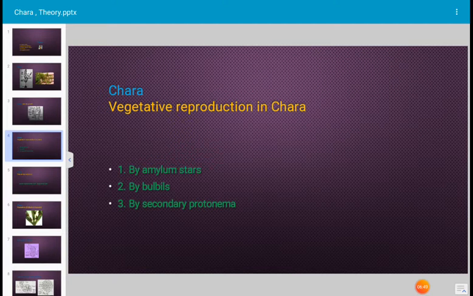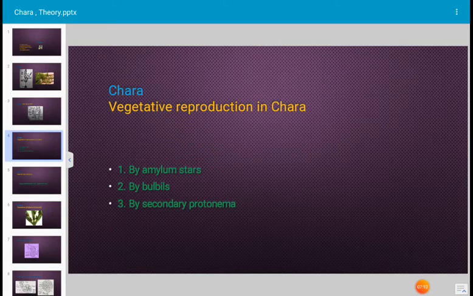Such structures are mostly developed near the lower region of the node of the Chara plant. Amylum stars release from the parental plant and grow into a new plant in favorable environmental conditions. This is vegetative reproduction in Chara by formation of amylum stars.